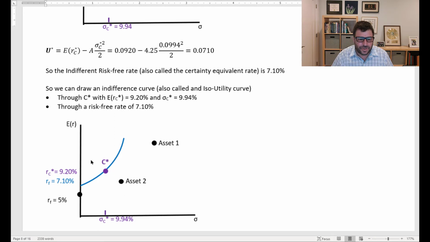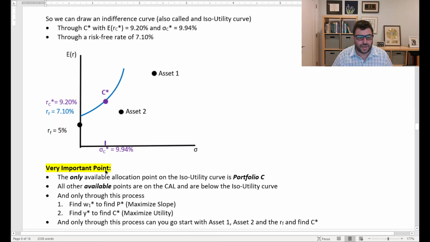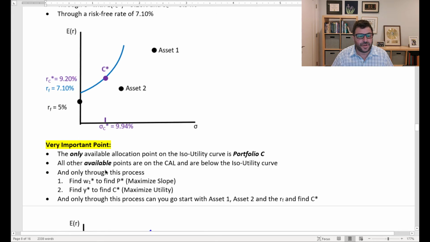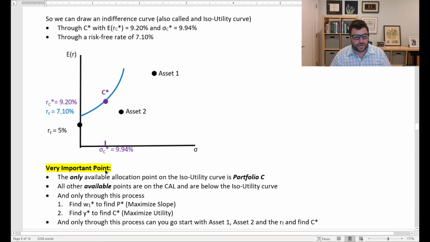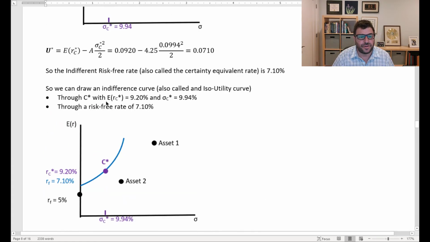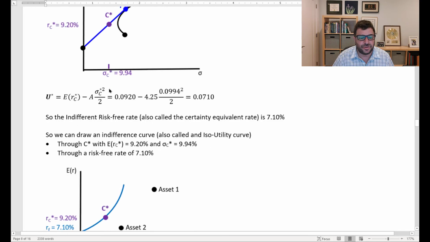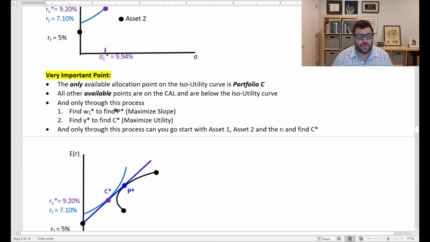How do I know that this is achievable? Well, I know this is achievable because I can draw my investment opportunity set, I can draw my CAL through my investment opportunity set, and then I can find my spot on my capital allocation line. Now, very important, the only available allocation point on this ISO utility curve is portfolio C. The only spot on this ISO utility curve is portfolio C.